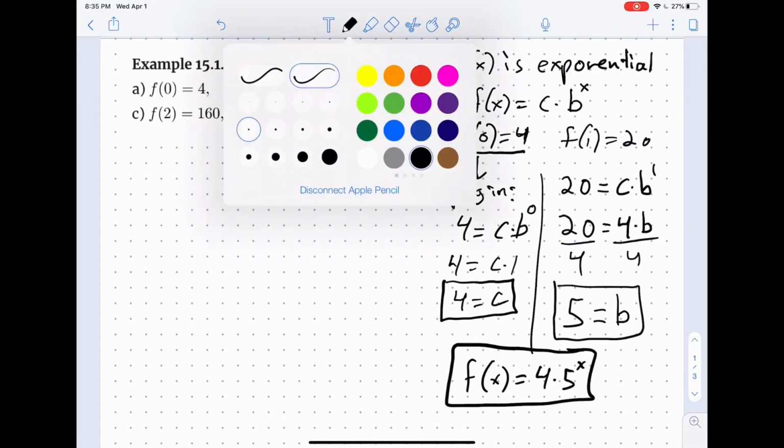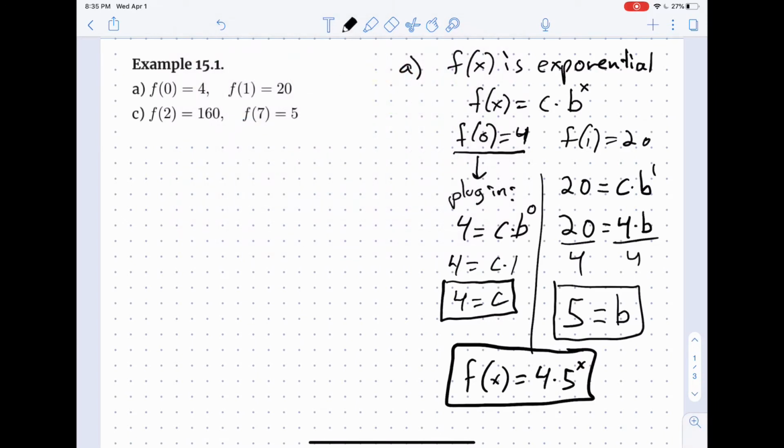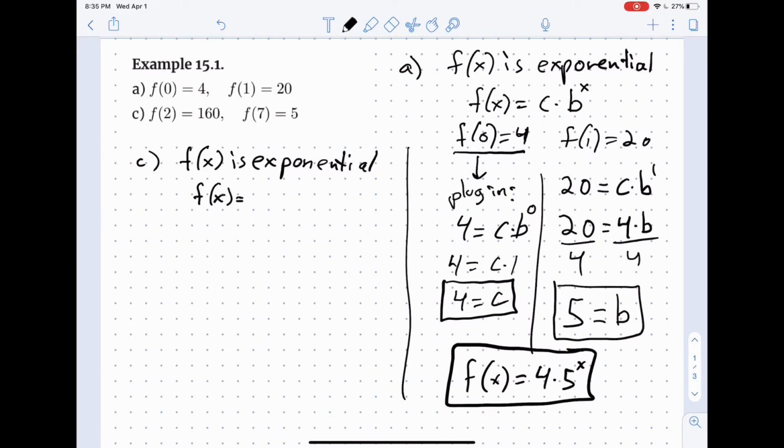Okay, I encourage you to pause, take a look at the next part, which is part C, and then come back and work through it with me. All right, here we go for part C. In this case, we still know that f of x is exponential. This is a different f. It's a new problem. F of x is exponential, so we know f of x is equal to c times b to the x. And once again, we have to find c and b.